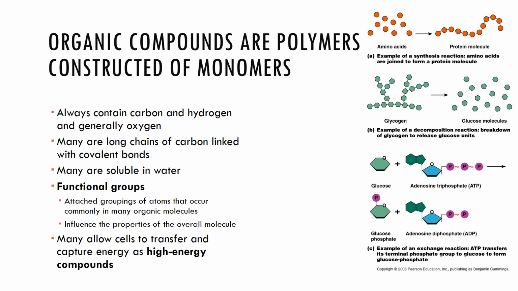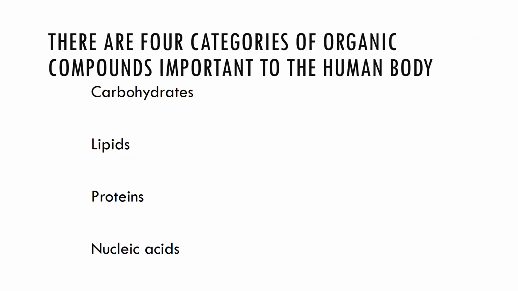Now, organic compounds. As I mentioned previously, organic compounds contain carbon. They're unique to living systems. Many organic compounds are polymers, meaning they're chains of similar units. So they're built from smaller building blocks or monomers. And they can be synthesized by dehydration synthesis or broken down by a hydrolysis reaction. Many organic compounds are also soluble in water, and they have certain functional groups associated with them. There are 4 groups of organic compounds that we will talk about: carbohydrates, proteins, lipids, and nucleic acids, because these are important compounds in the body.